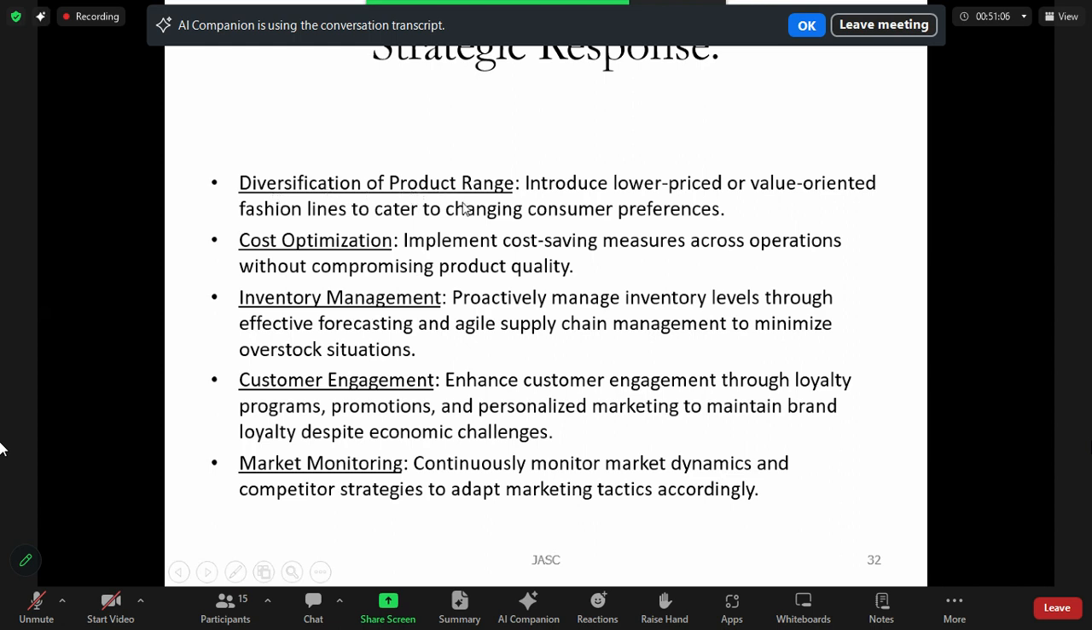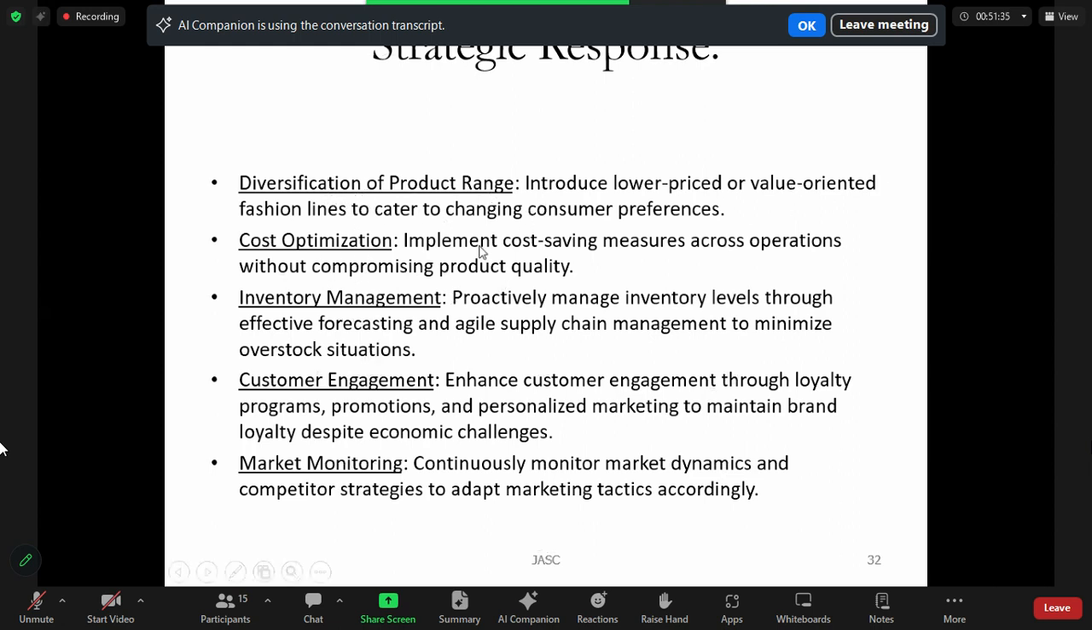diversification of product range, right? Then introduce lower-priced value-oriented fashion lines to cater to changes in consumer preferences. If consumer preferences are changing, then you have to have some strategic alternative. Introduce lower-priced items because the economy is downturning, so people do not have money. They don't like to spend more. So then you can think about some kind of diversification.